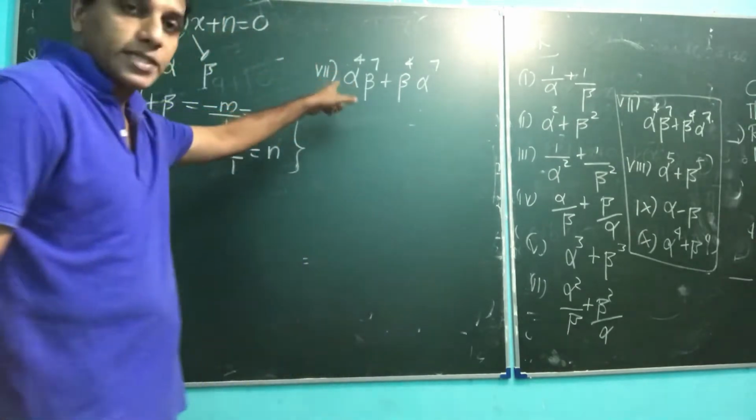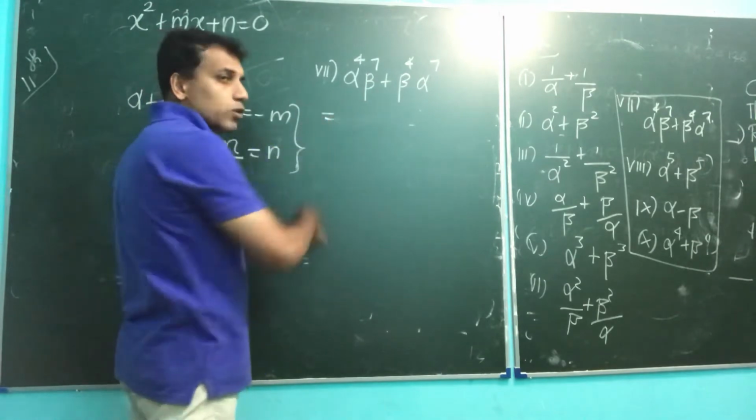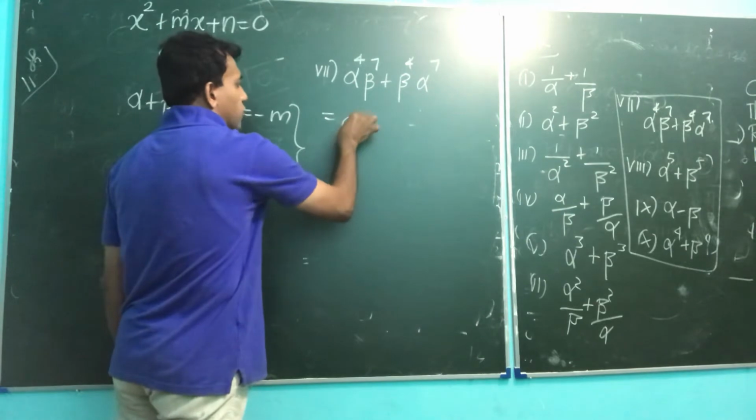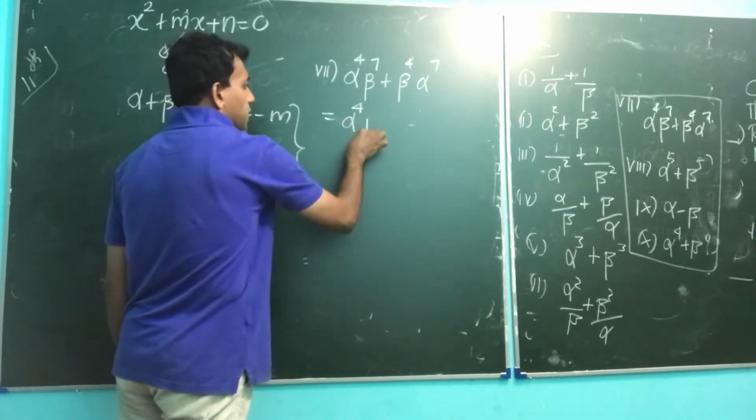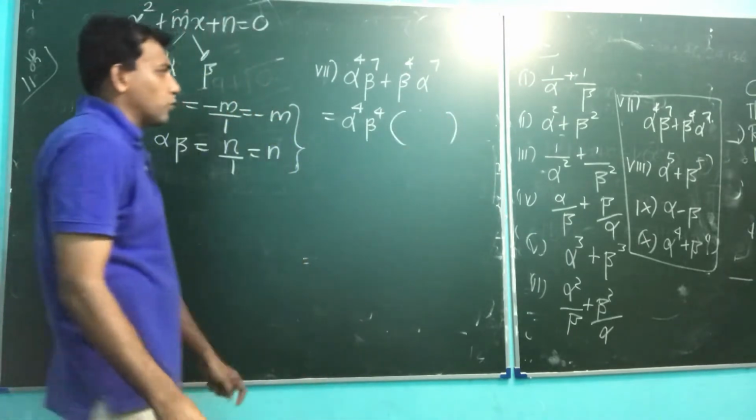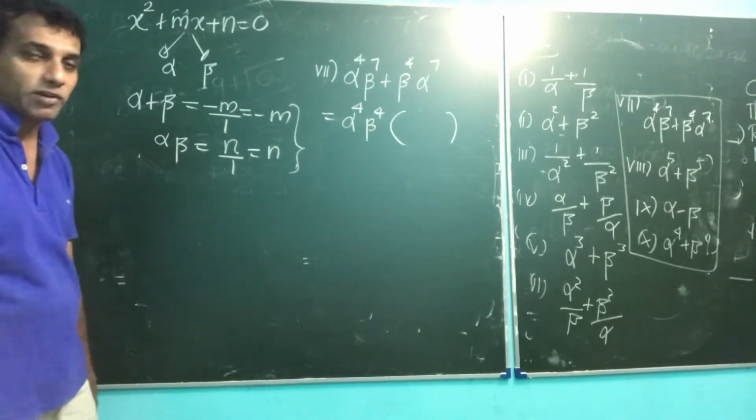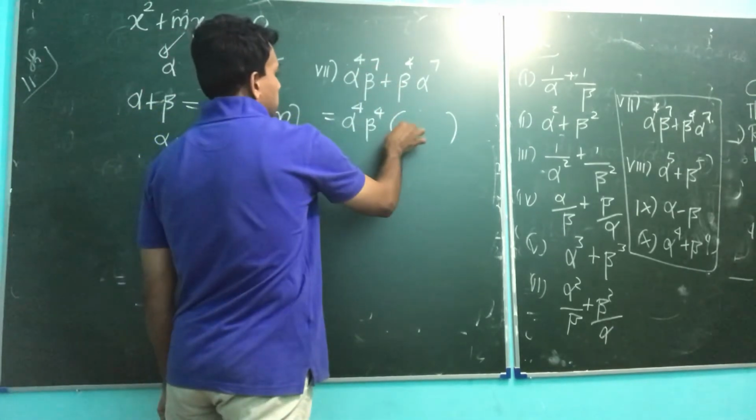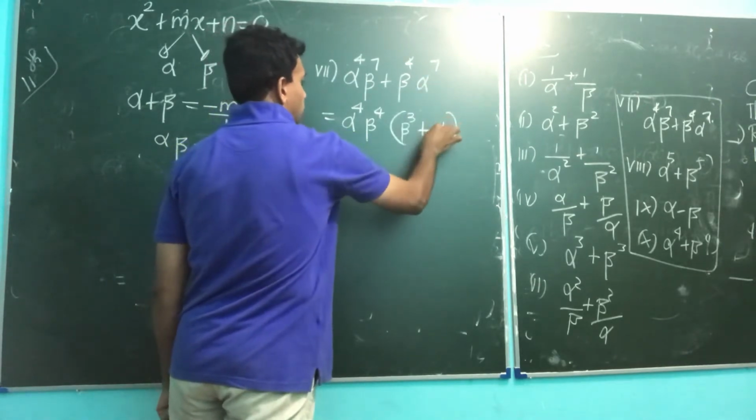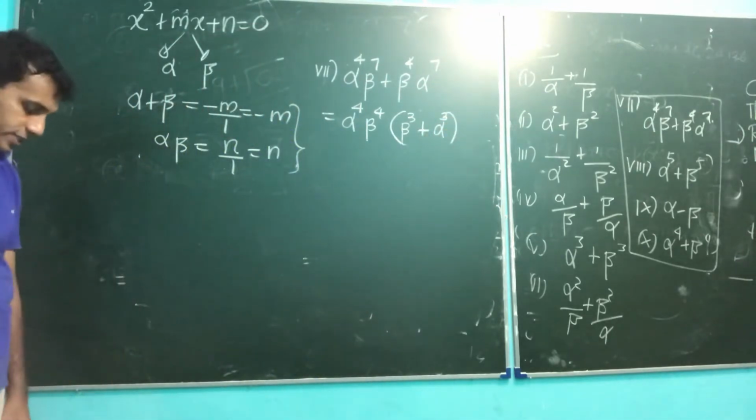See, what is the value of this? Here, take the common factors out. What are the common factors? Alpha power 4, beta power 4, right? Take alpha power 4, beta power 4 as the common HCF, highest common factor. Therefore, the remaining parts within the brackets are beta cube plus alpha cube.